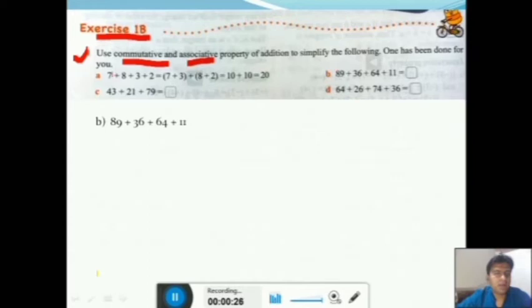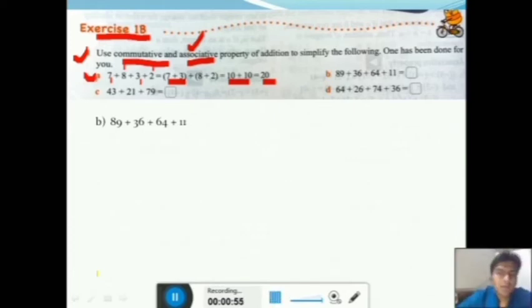Now here in this question, the group of 7 and 3 has made 3 and 7. Look at here, 3 and 7, and 8 and 2. So 7 and 3 equals 10, and 8 plus 2 equals 10. So 10 plus 10 equals 20. So the associative property of addition of integers is used here to solve this question.